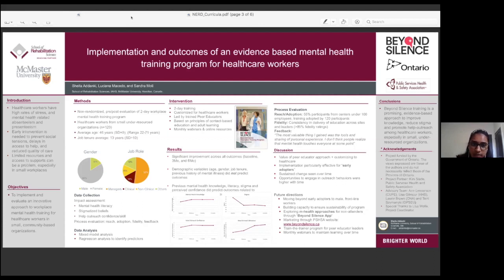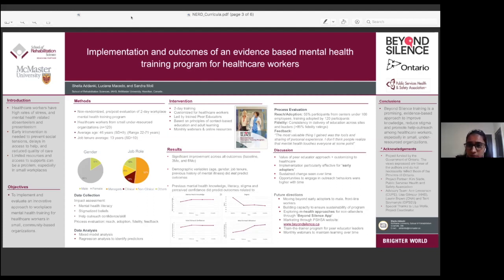The method that we used in the study was a non-randomized pre-post test design using a mixed methods approach to conduct both a process and an outcome evaluation of the Beyond Silence training programs. About 120 healthcare workers from small under-resourced organizations participated in the training and the pre and post evaluations. This training occurred over a period of about a year, from 2018 to the end of 2019. The training participants were mostly managers and almost all women. In the pie chart here, you can see that 84% of the participants were women.